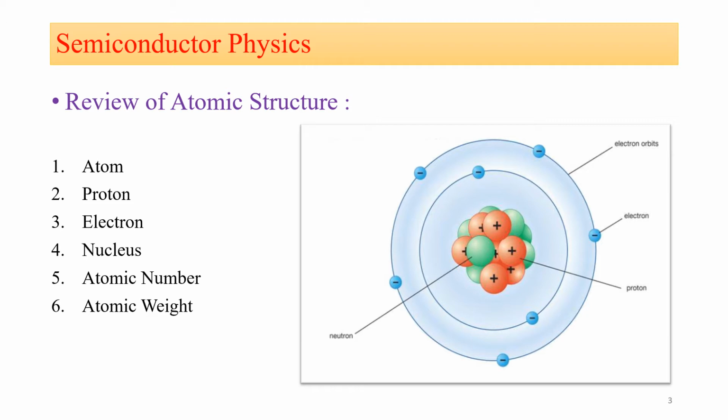Now if you see, in shell 1 there are a total of 2 electrons. Why? Because of that equation, 2n square, where n equals 1. Here n equals 1 means 2 into 1 square, that is equal to 2. That's why a total of 2 electrons are present in the first shell. Similarly for the second shell.